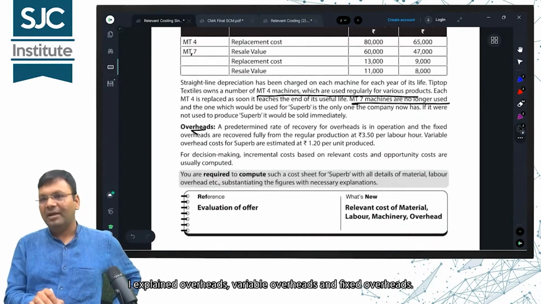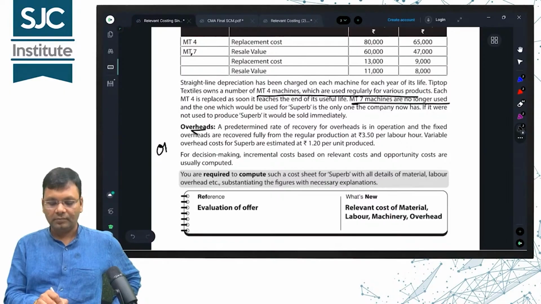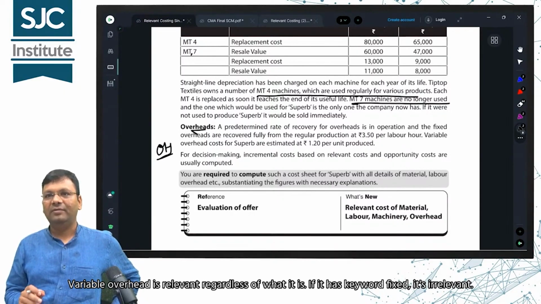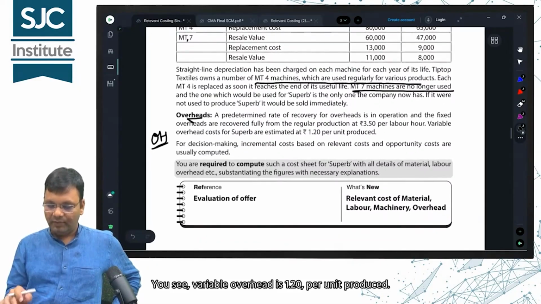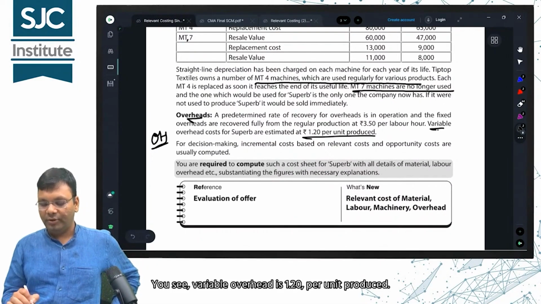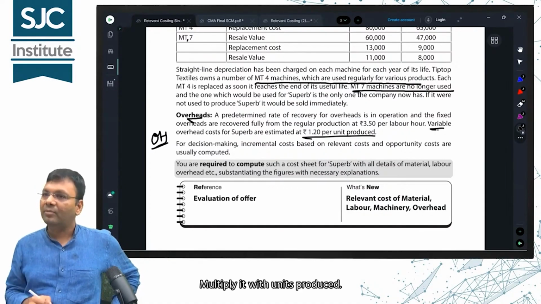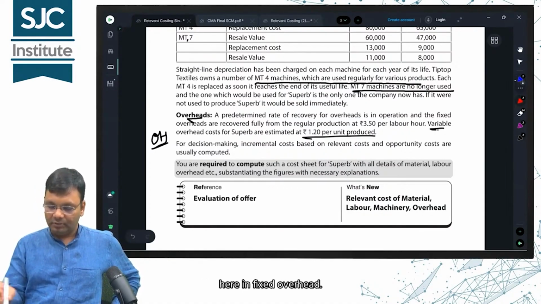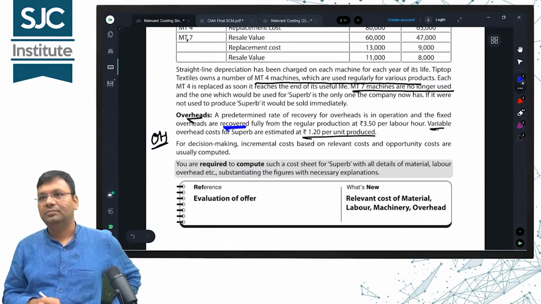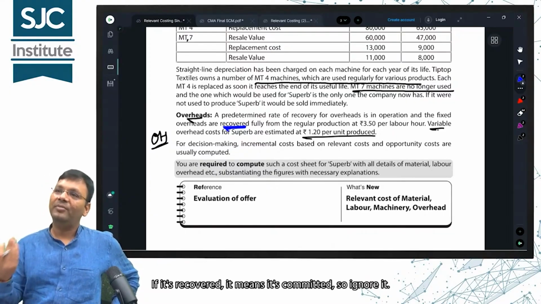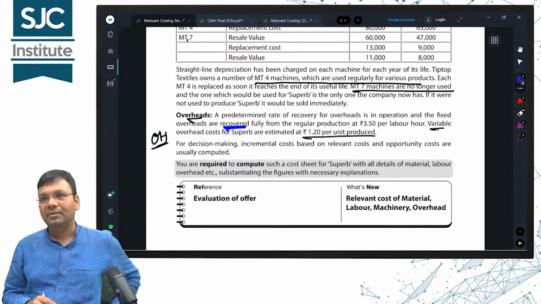I explained overheads, variable overheads, and fixed overheads. Variable overhead is relevant regardless of what it is. If it has the keyword fixed, it's irrelevant. You see, variable overhead is 1.20 per unit produced, so it's relevant. Multiply it with units produced. Here in fixed overhead, see the keyword: recovered. It is not committed. If it's recovered, it means it's committed, so ignore it. The rate per hour is given, so it's committed.